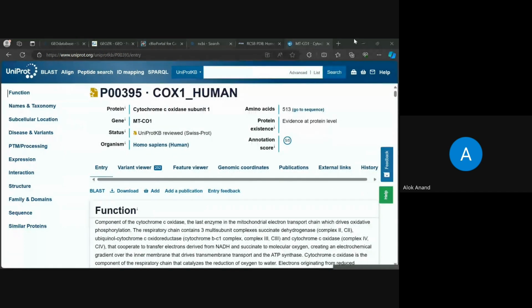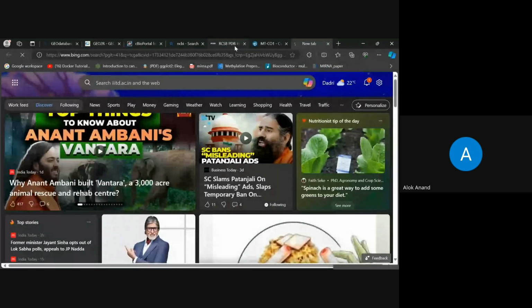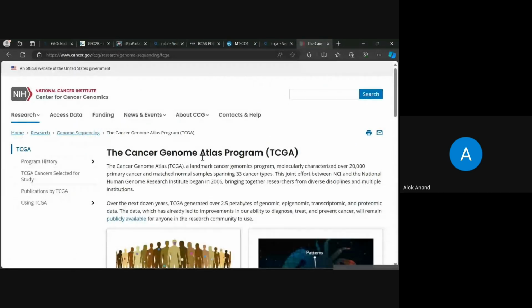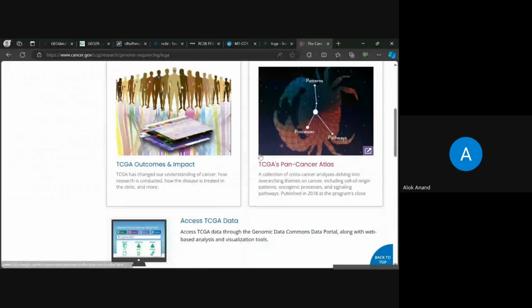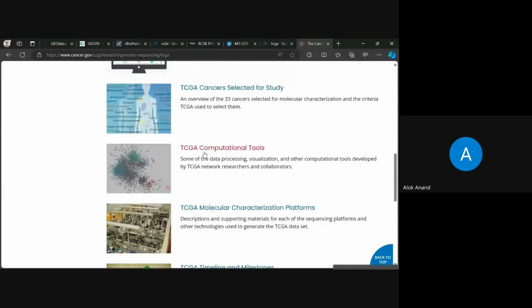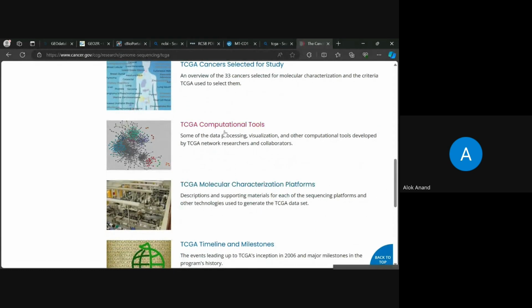Other than this, there is one of the great platforms known as TCGA, the Cancer Genome Atlas. Suppose you are someone who wants to work in the field of cancer, then it is a good platform. The Cancer Genome Atlas has computational tools, molecular profiling platforms, and so on.